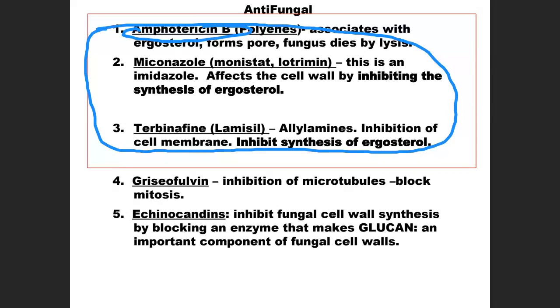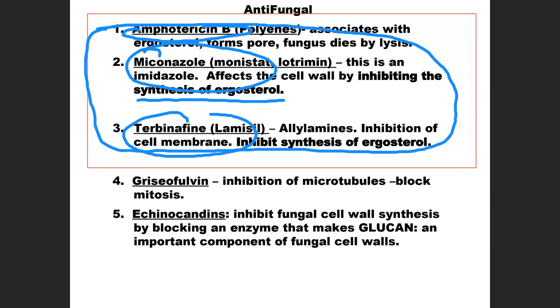What it does is find the ergosterol in those organisms and destroy it, leaving a hole in the cell membrane where there used to be ergosterol. When that happens, the fungus will absorb fluids from the outside and swell up and pop by lysis. The other two, miconazole and terbinafine, work similarly. They are typically given as topical ointments to treat topical infections, but they work by inhibiting the synthesis of ergosterol.